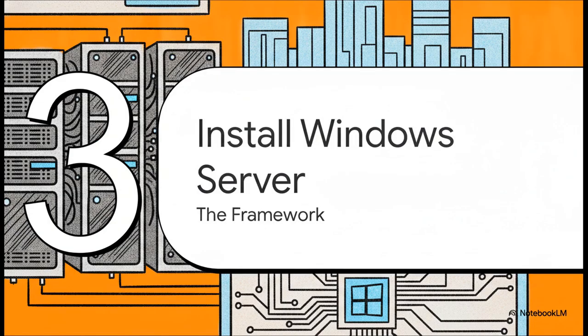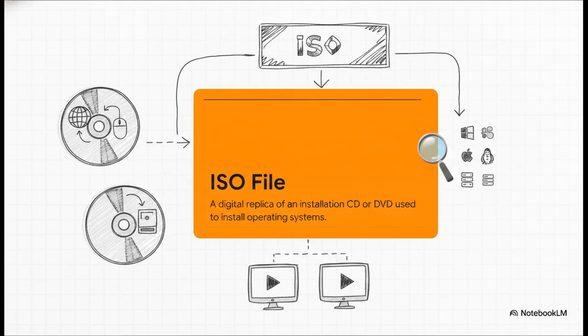Okay, Section 3, Installing Windows Server, the framework. Now, to actually install our operating system, we use what's called an ISO file. Basically, this is just a digital replica of a physical installation CD or DVD. Microsoft actually provides free evaluation versions of their software in this exact format, specifically so we can set up these test labs without having to shell out for an expensive enterprise license.